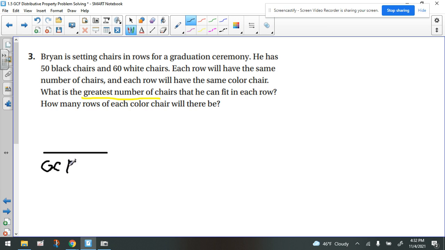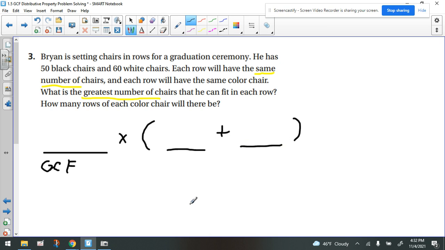Now the other words that I want you to always look for in these word problems is the idea of same number of. And I see the same number of right here. Now when you see that, then that often means that you're going to be multiplying the GCF with the sum of some numbers. In other words, we're going to be using distributive property. So I want you to get that ready. You set up your scaffolding this way every single time.